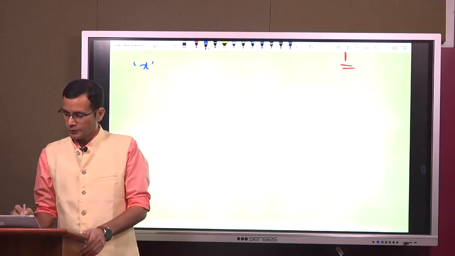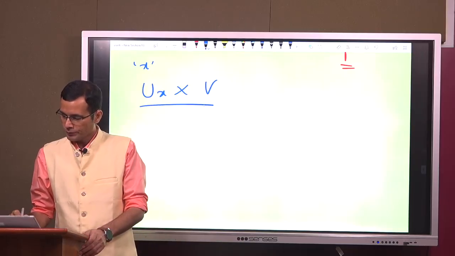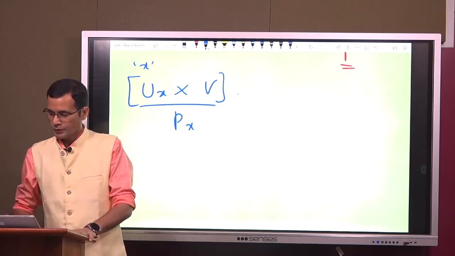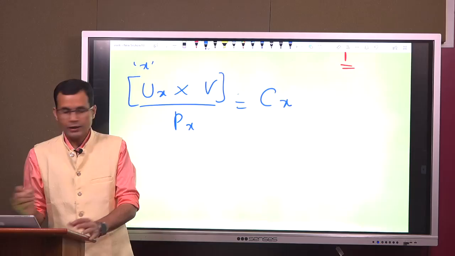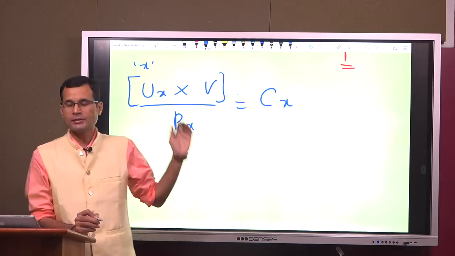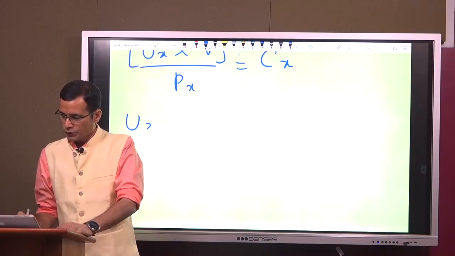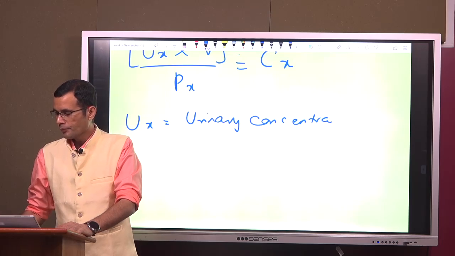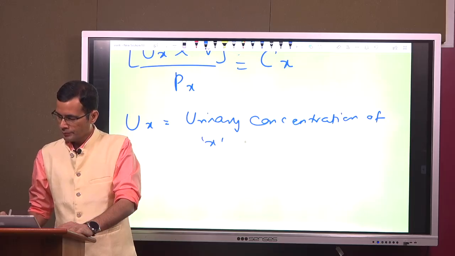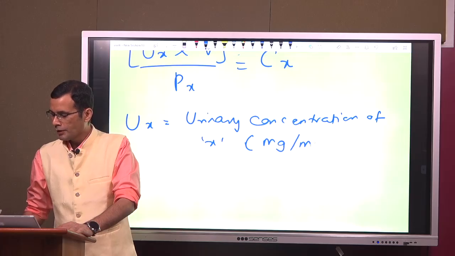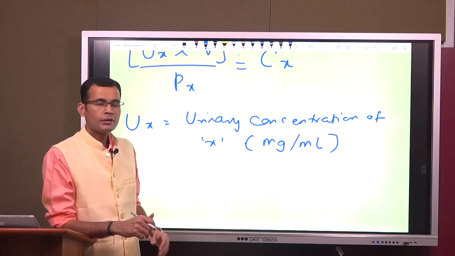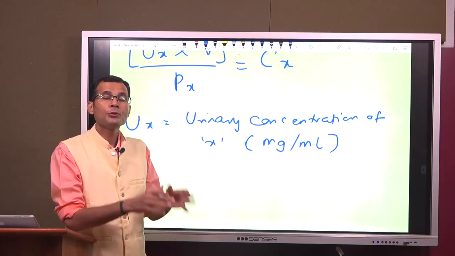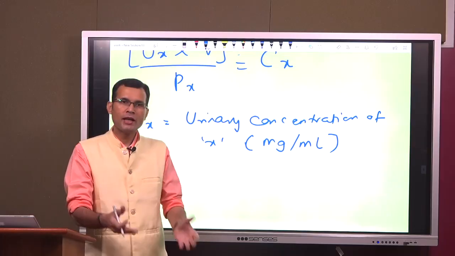Let's say this substance X. The equation is Ux into V upon Px, where, well, let's write it here, clearance of a substance X is equal to this. In this, Ux is urinary concentration of X in milligram per ml. That is, in every 1 ml of urine, how much substance? That's Ux. Okay. So, that was the answer to the MCQ.